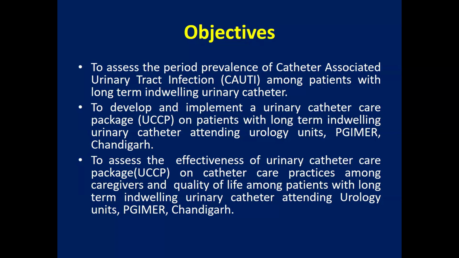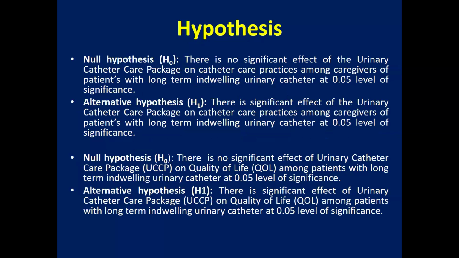We have to operationally define what is CAUTI, what is long-term urinary indwelling catheter, what is UCCP, that is urinary catheter care package, and who is a caregiver of these patients. So we have to operationally define these, and we have to make hypotheses for this. We know very well about null and alternate hypotheses. Our alternate hypothesis is also known as the research hypothesis.